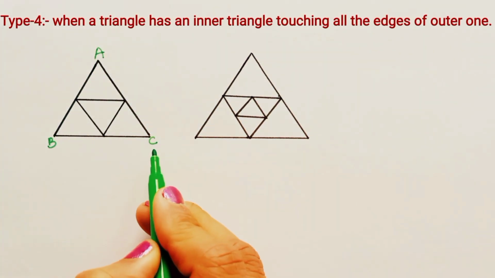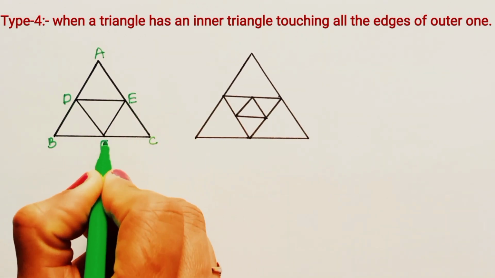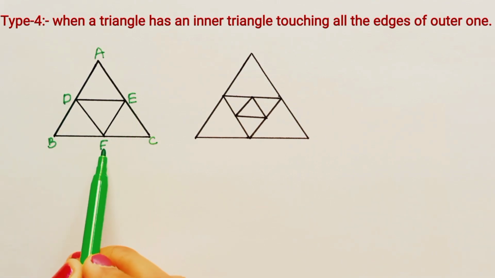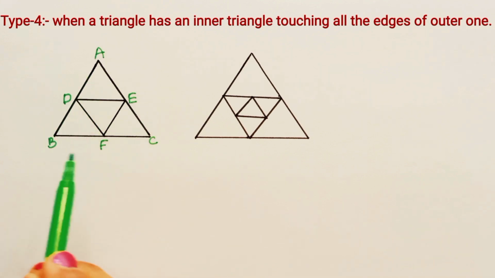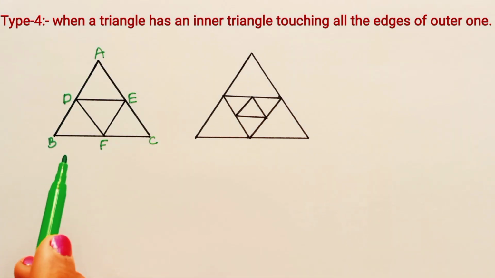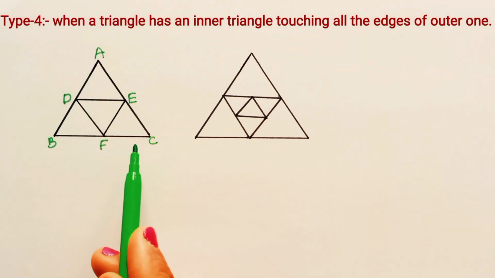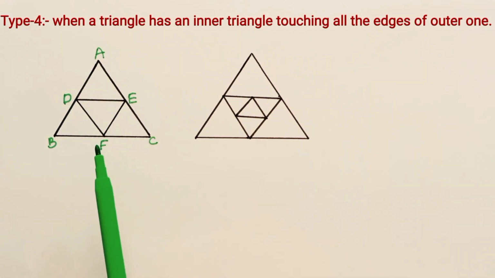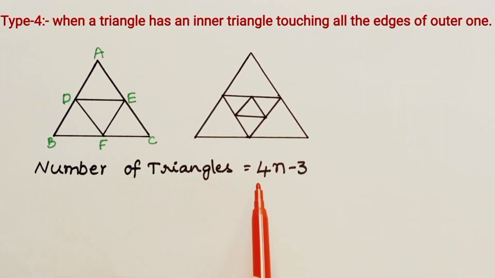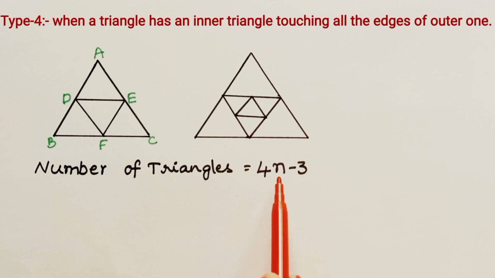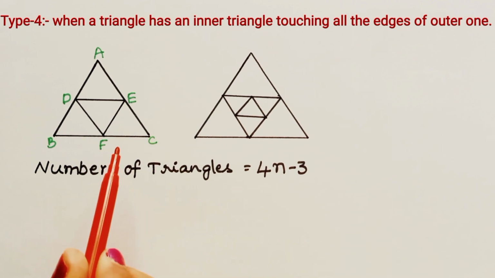ABC is the outer triangle. And DEF is the inner triangle present inside the outer triangle ABC. So in this type of question, to calculate the number of triangles present inside the given triangle, in such a case, we can use the formula as follows. Number of triangles is equal to 4n minus 3. What is n here? N is the number of triangles present inside the figure.